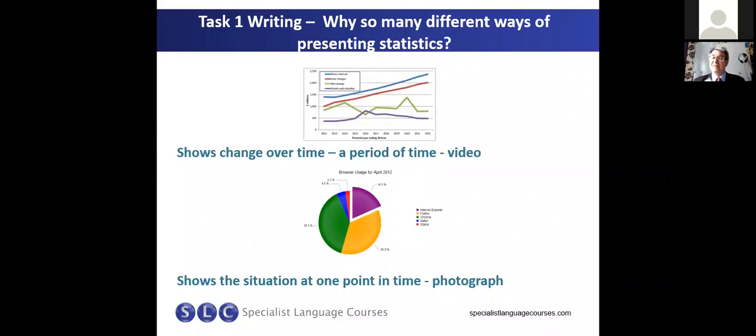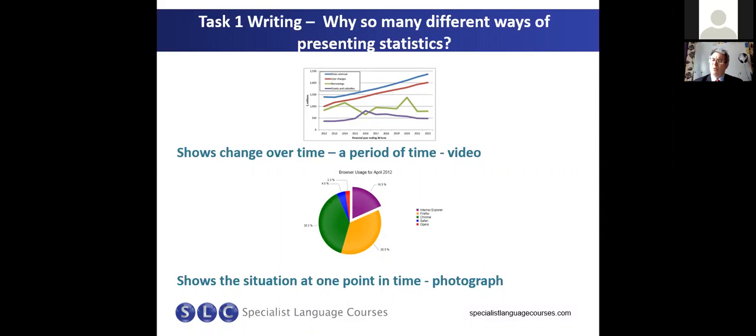So I like to think of this as like a video. It starts and shows a period of time and then stops. Now let's have a look at our pie chart. This shows the situation at one point in time. This was browser usage for April 2012. So the point in time might be a month long, might be a year long, but if it's just looking at what was in that point in time, I like to think of that as a photograph.